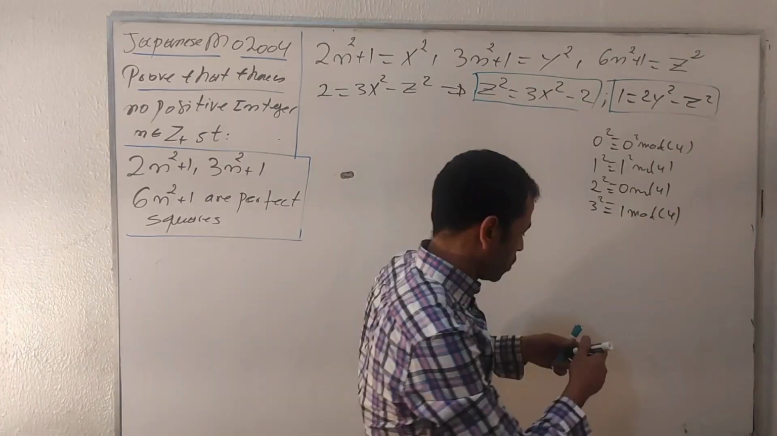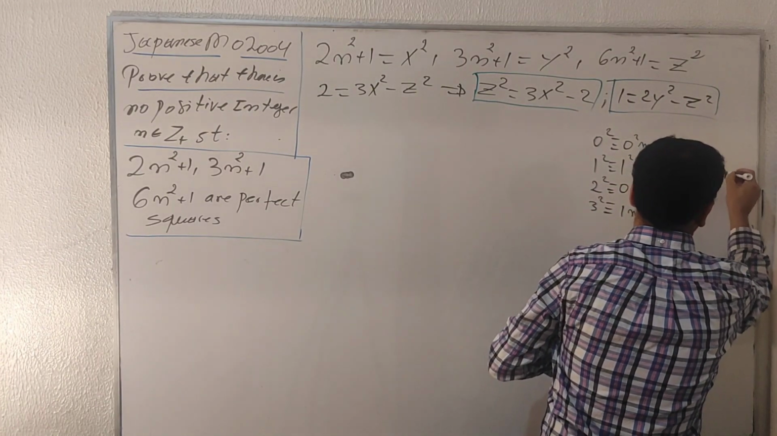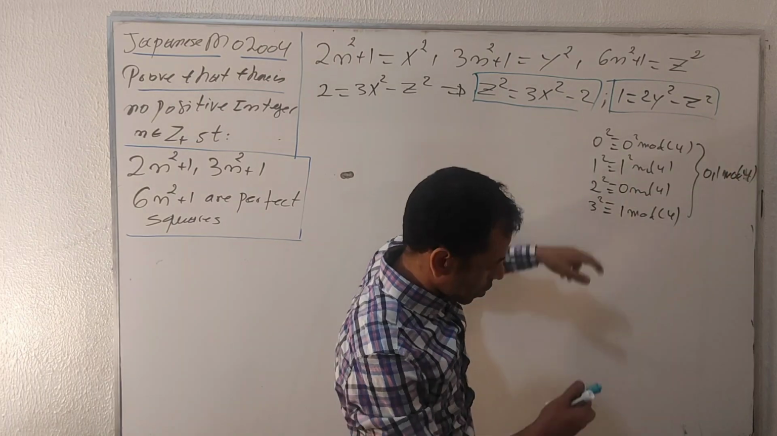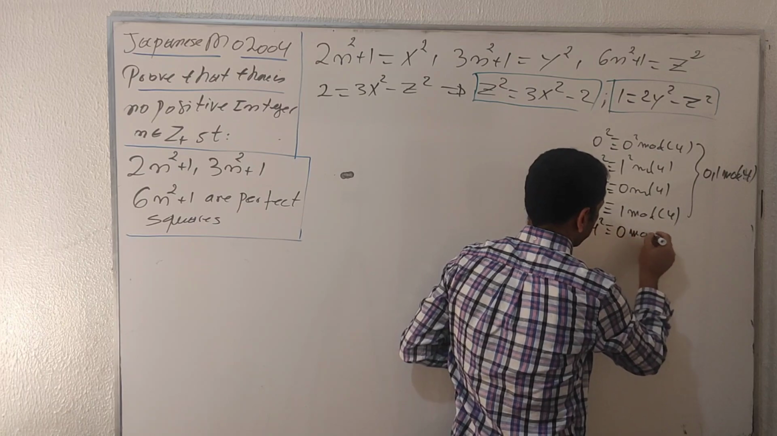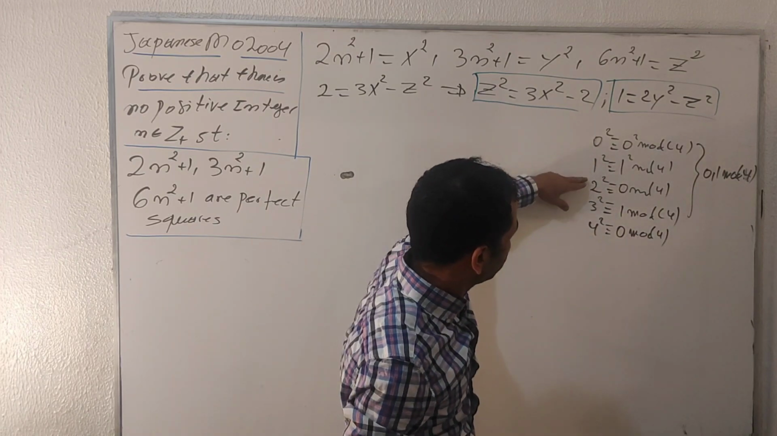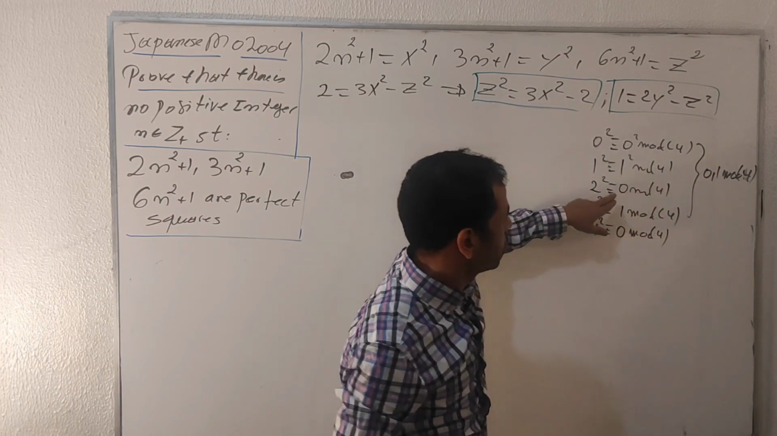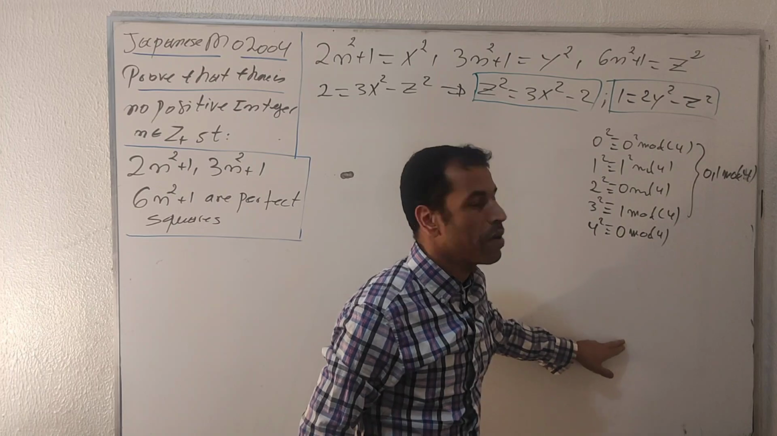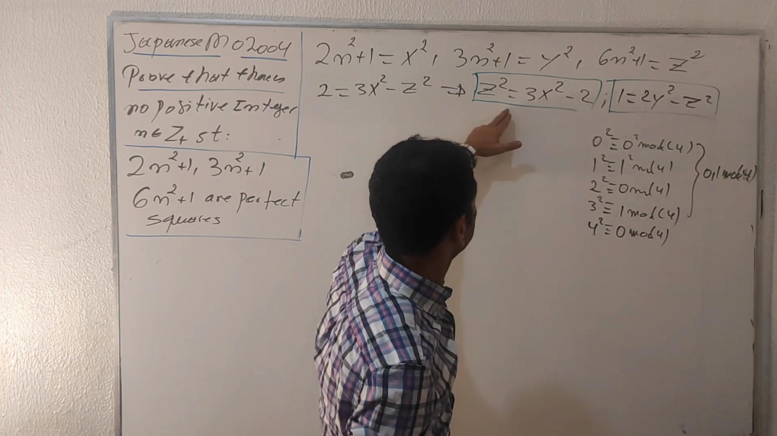Okay, so we get here 0 or 1 mod 4. The same thing when we get 4 squared: we get 0 mod 4 because 4 divides 16. So when you get an even number, you get 0, and when you get an odd number, you get 1. This is always going to follow the same pattern. Now we are going to use this advantage and apply it here.